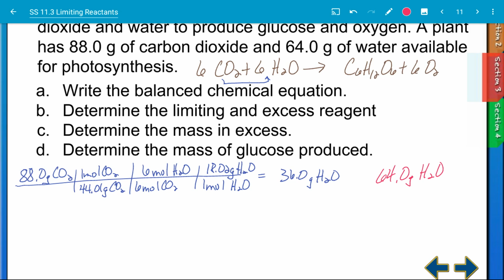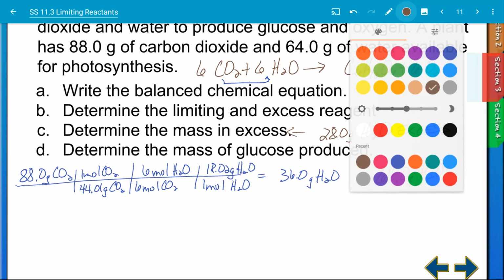So now I've identified my limiting reagent and my excess reagent. Now I can go ahead and determine the mass in excess. It worked out great this way because for this problem, I actually already did that. I have 64 grams of water. I only use up 36 grams of water, so that leaves me with 28.0 grams of H2O in excess left over. Okay? So it says determine the mass of glucose produced.